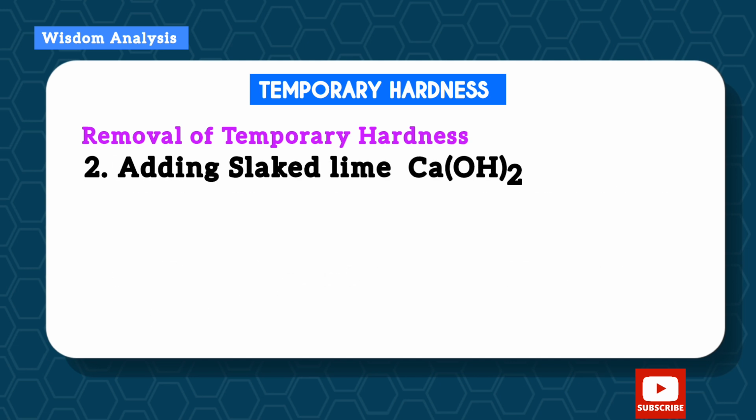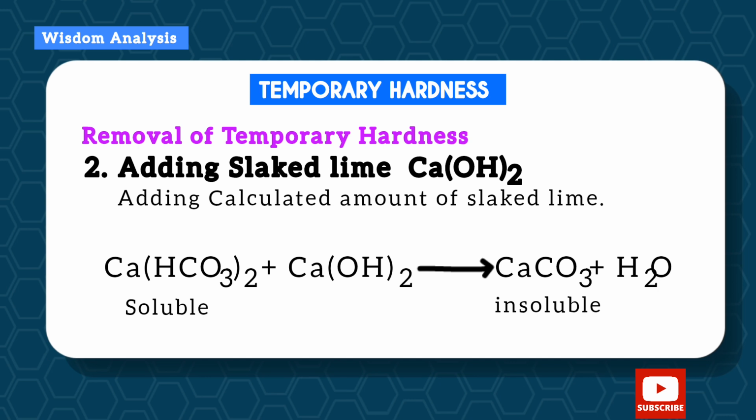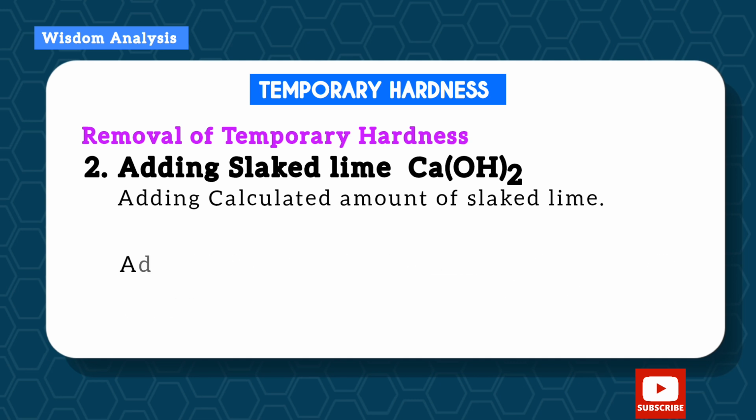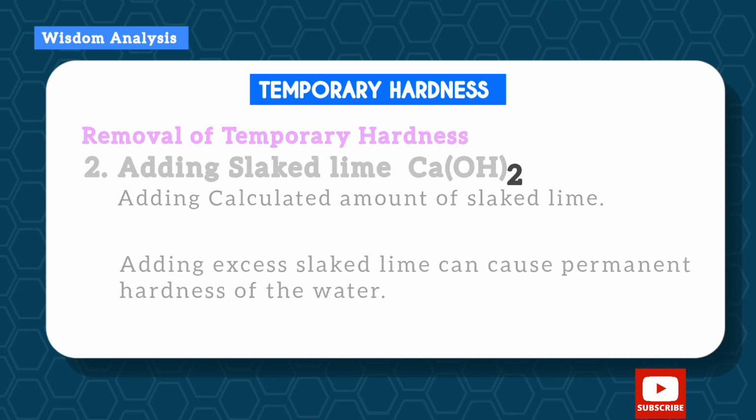So the next procedure of removing temporary hardness is by adding slaked lime, which is calcium hydroxide. So the soluble calcium hydrogen trioxocarbonate reacts with calcium hydroxide and brings out the insoluble calcium carbonate, which can be filtered out from the water, and the water now becomes no longer hard. Now, adding excess slaked lime can cause permanent hardness. That's why we said adding calculated amounts of slaked lime.